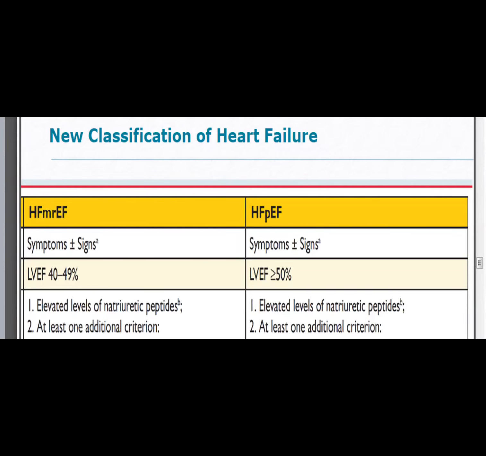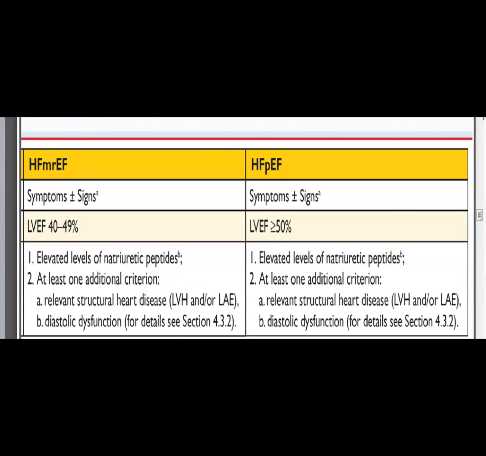Is that enough? Are the ejection fraction and the symptoms enough? No. We have to have an elevated level of BNP, plus one of two: either relevant structural heart disease or diastolic dysfunction. So in total, you need 4 parameters to diagnose HFpEF or mid-range EF: symptoms, ejection fraction, high BNP, and one of two, either relevant structural heart disease or diastolic dysfunction.